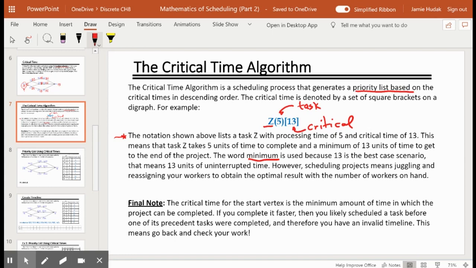However, scheduling projects means juggling and reassigning your workers to obtain the optimal result, which depends on the number of workers on hand. A final note, the critical time for the start vertex is the minimum amount of time in which the project can be completed. If you complete it faster than this, then you likely scheduled a task before one of the precedent tasks was completed, and therefore you have an invalid timeline. So you have to go back and check your work.